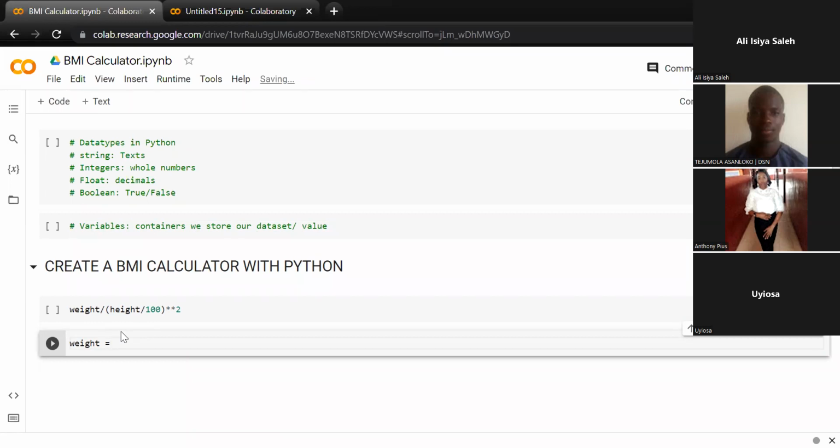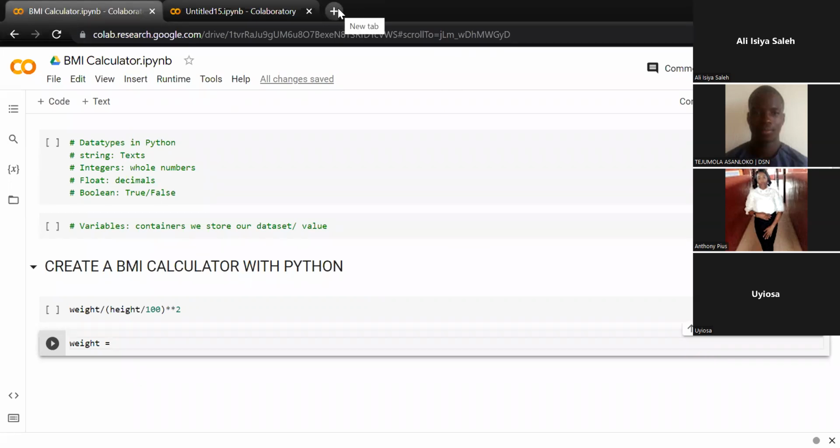Oh no, I don't think so. I think this is the one that we'll be using for today. Okay, we're using weight divided by height times 100 divided by 100 raised to power of 2. So this is the formula for body mass index. I don't know where you got it from. Okay, but let's confirm together.